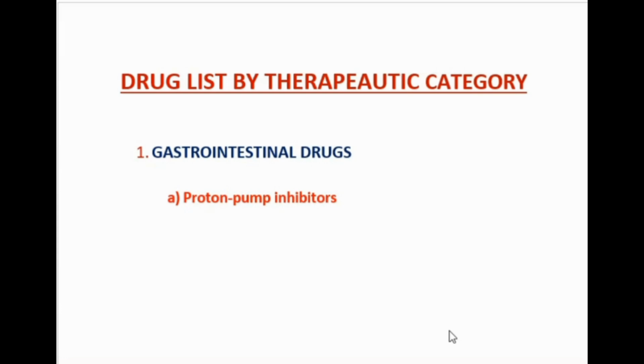So in today's tutorial we shall be discussing drug lists by therapeutic categories. We shall be discussing gastrointestinal drugs. Gastrointestinal drugs are drugs that act in the gastrointestinal system. Under gastrointestinal drugs, the first one is proton pump inhibitors.